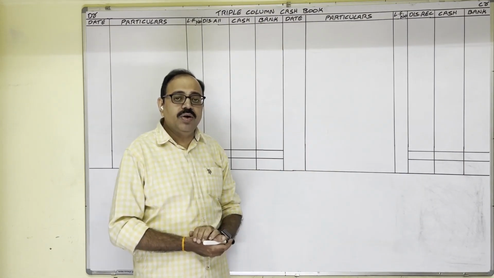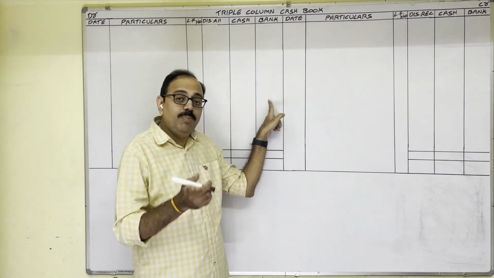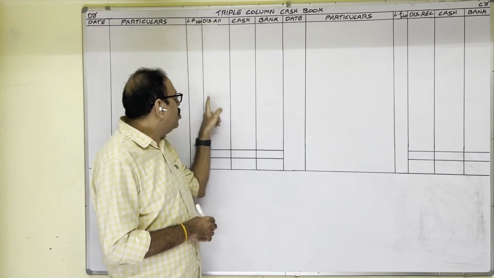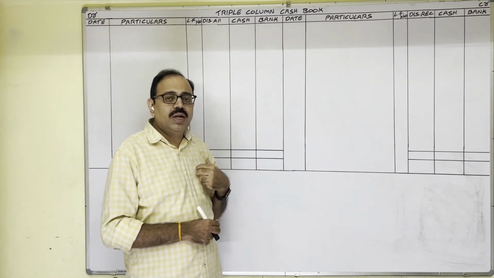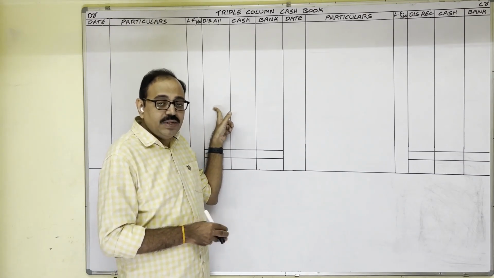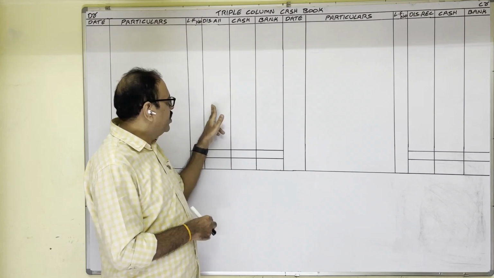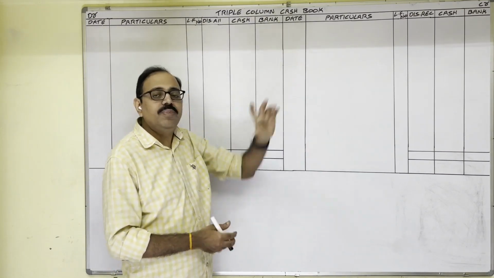In this table, at a time we are going to prepare these two accounts, cash account and bank account. And the discount column is a memorandum column. In previous problems, I clearly explained about this memorandum column, the discount column. As we have 3 amount columns for discount, cash and bank, this table is known as the triple column cash book.